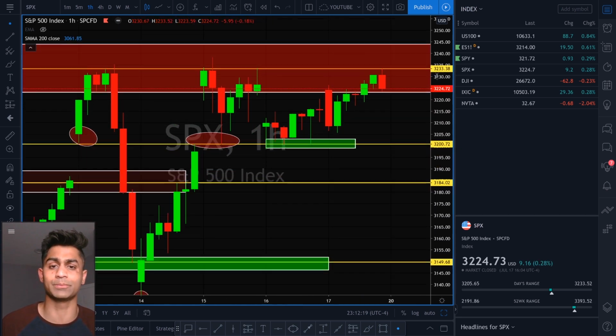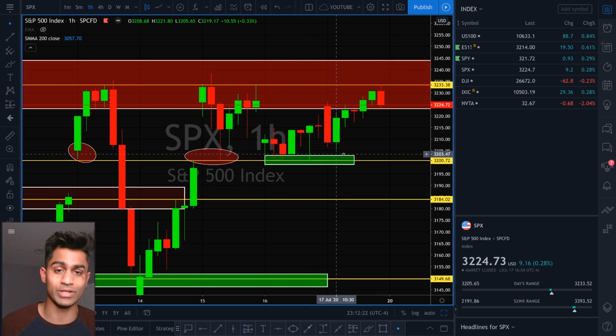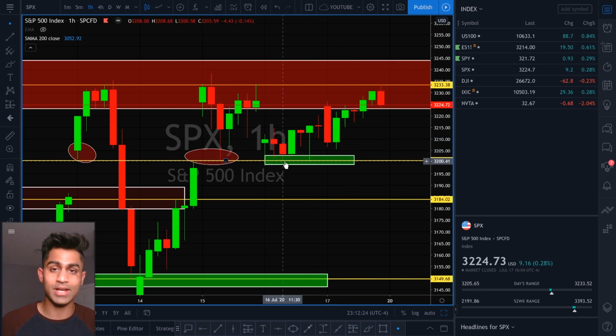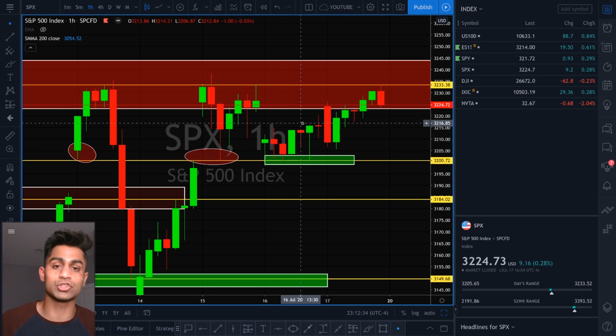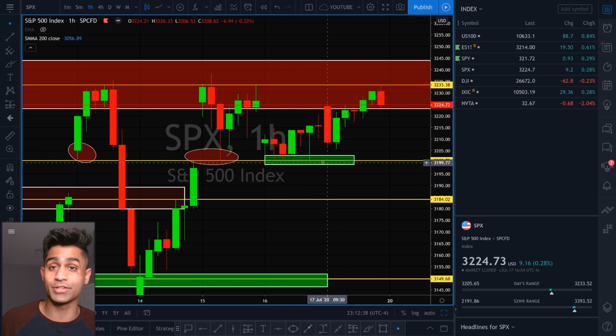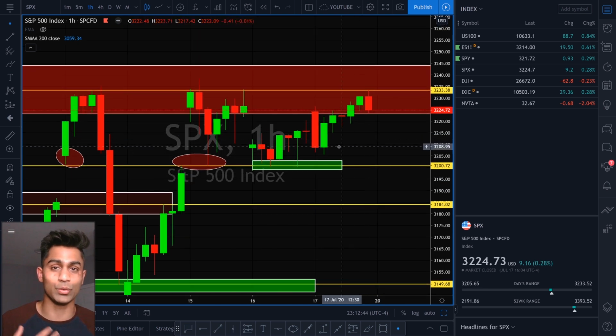So in my previous market update, I mentioned this green box rectangle right here, kind of like the 3,200 level, and I said that I will be really curious to know if we're going to hold the 3,200 level or not. And I also mentioned that we are going to continue to trade between 3,230 and 3,200 because there's so much support at 3,200, but there's so much resistance at 3,230.